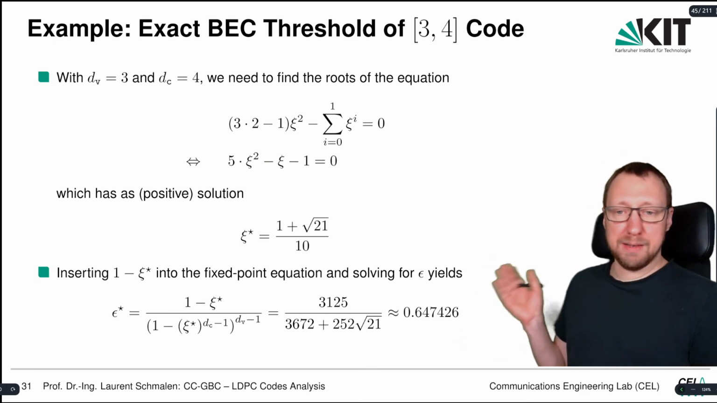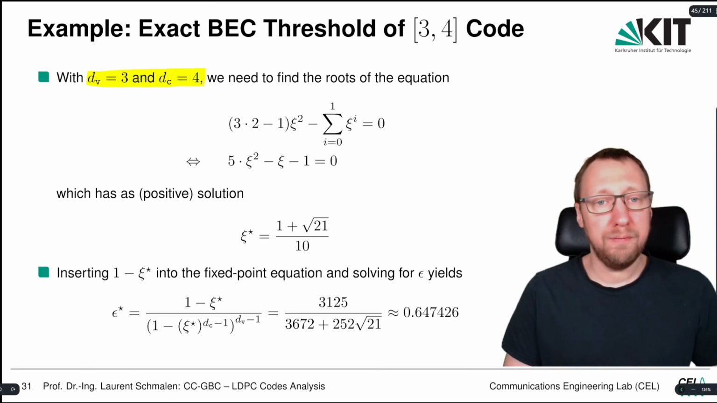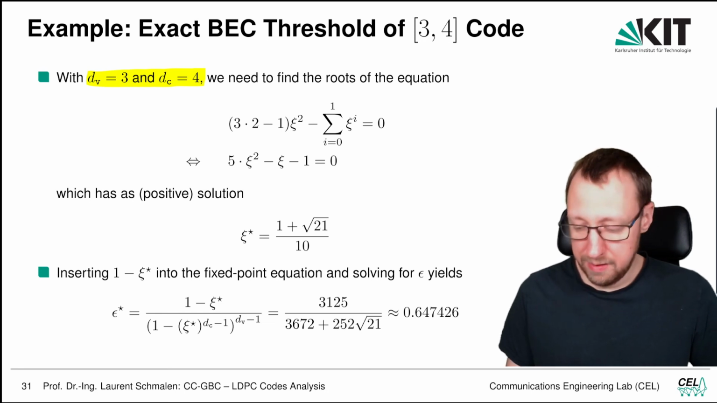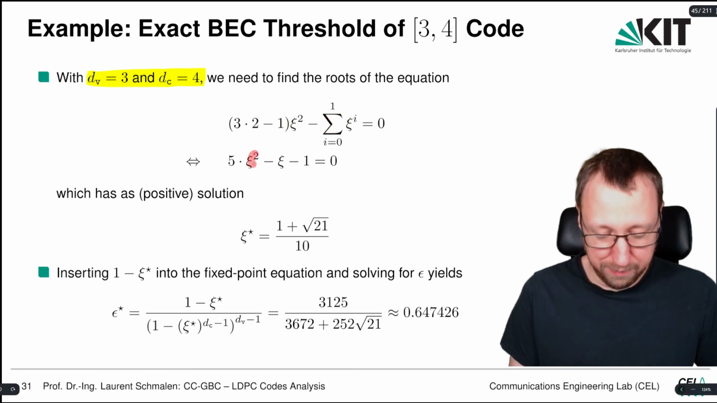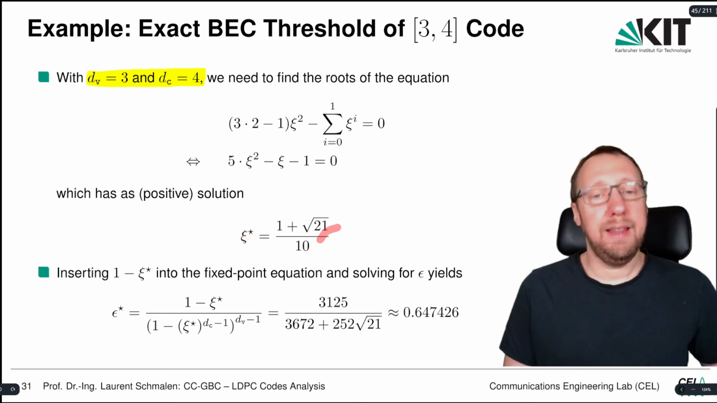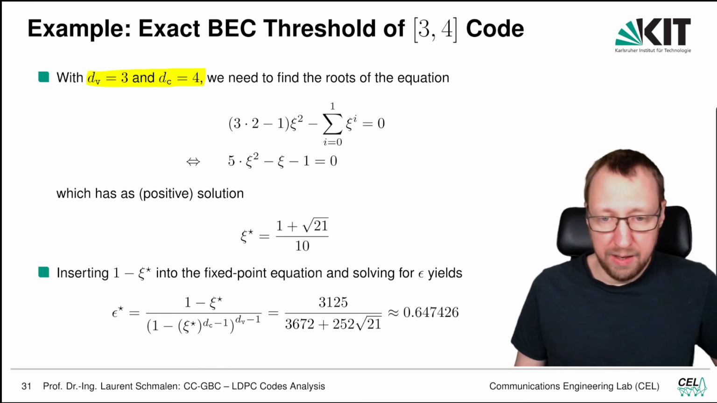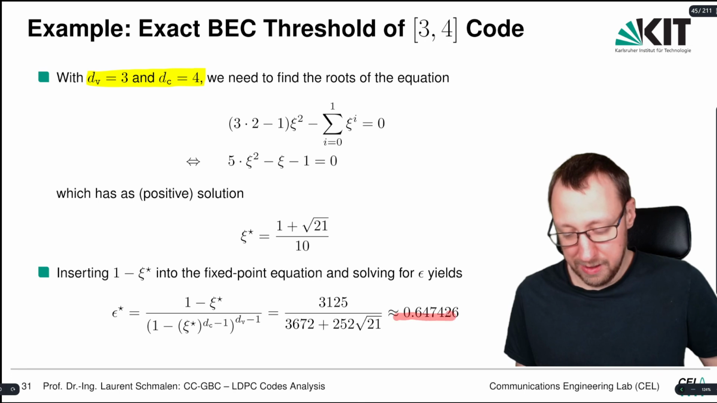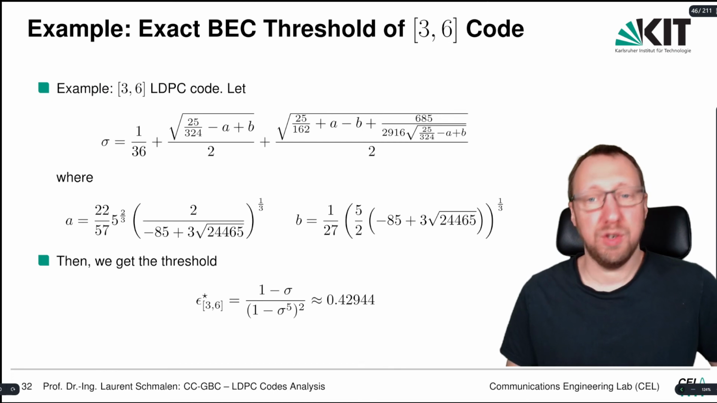So here are some examples. The first example is for dv equals 3 and dc equals 4. That's something that you can do with pen and paper. So the polynomial looks like this, it's essentially quadratic, and it has a positive solution x star, which is (1 plus square root of 21) over 10. And then we bring this 1 minus x star into the fixed point equation, and we get this rather unpleasant looking expression, which is 0.647. That's the easy one. Now let's take a look at some other examples, the 3-6 code.